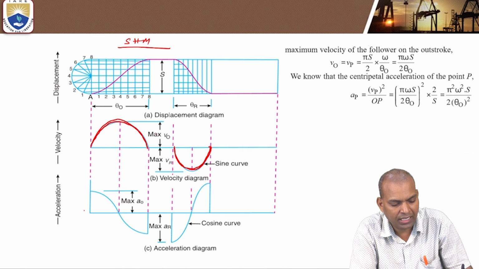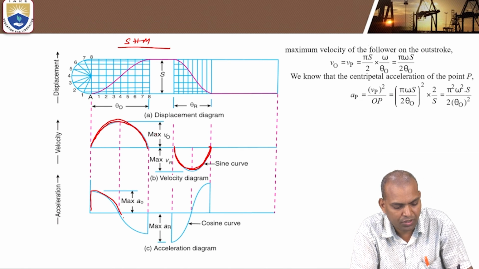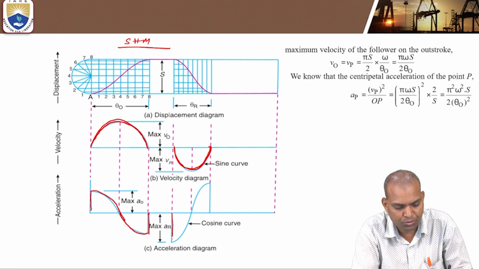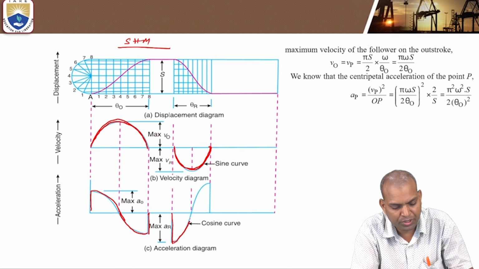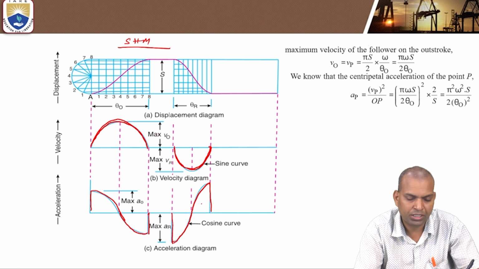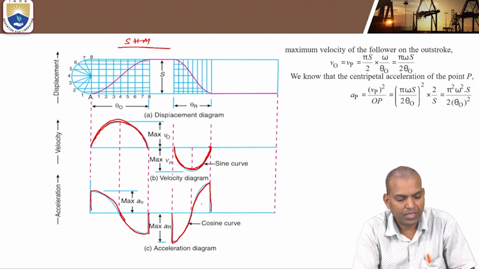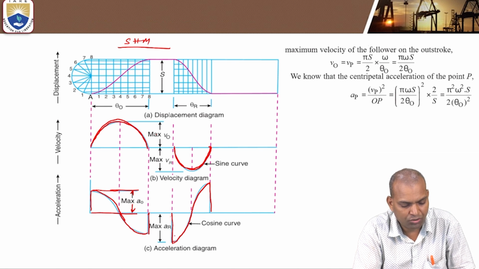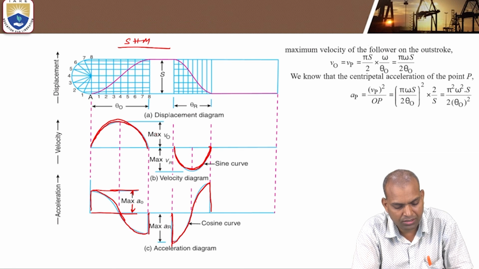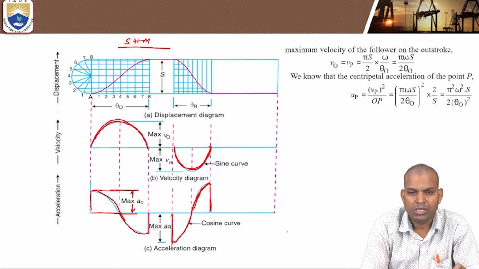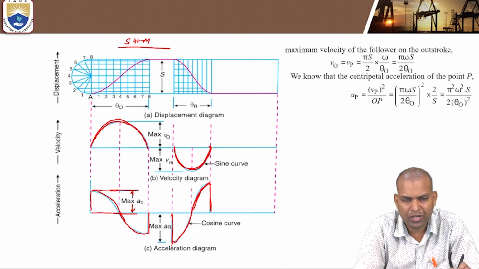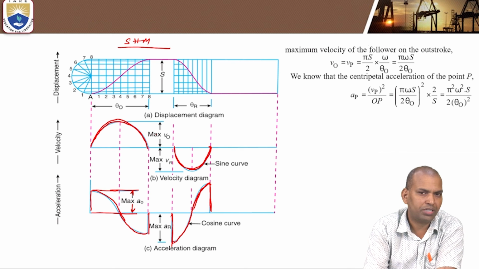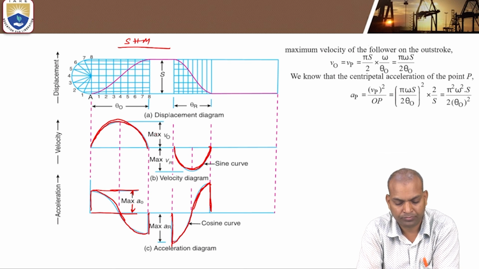Now the acceleration diagram, how the curve shapes come. If you draw the acceleration with respect to the angle of rotation, if you substitute the values, these curves will change from positive to negative and negative to positive. So the maximum value in this curve is the maximum. So what is the minimum? That is 0. What is the negative cosine curve here? These are the cosine curves. Sine curves are observed in the velocity diagram and cosine curves are observed in the acceleration diagram.